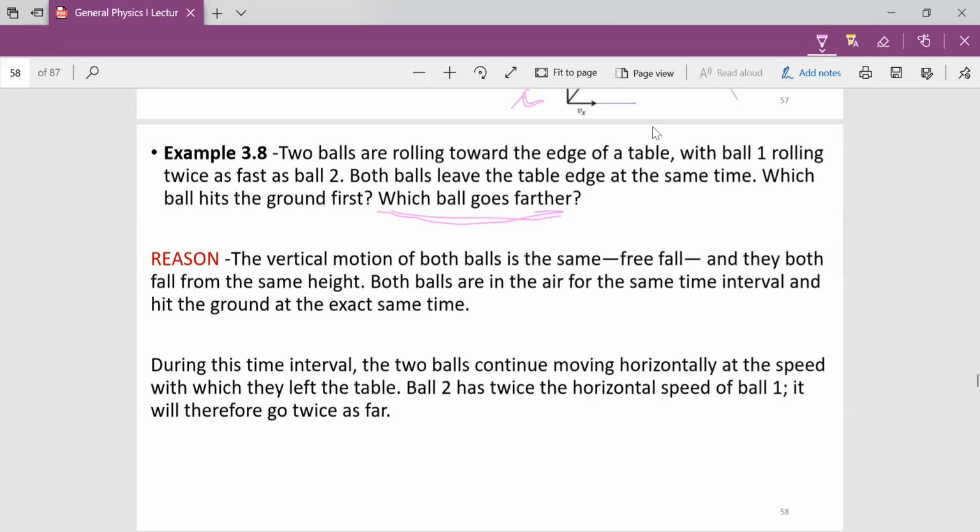Remember what we said about objects, whether they are heavy or less, regardless of their mass, whenever they are undergoing a free fall, they fall at the same acceleration. So they will hit the ground at the same time interval. All right. But because ball one is rolling twice as fast as ball two, it will have a longer distance to cover in terms of the x-axis.